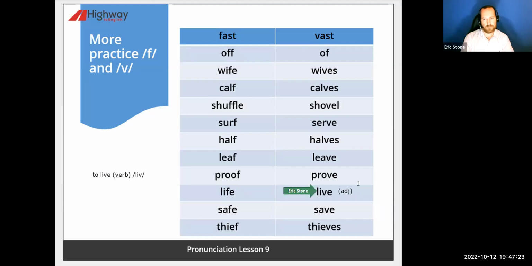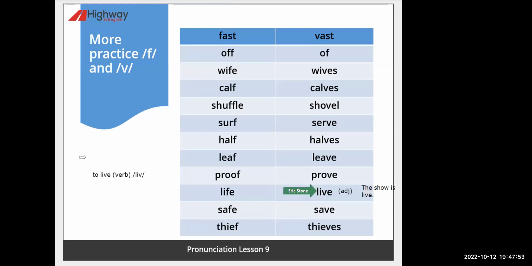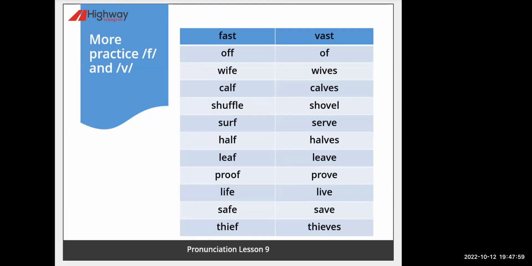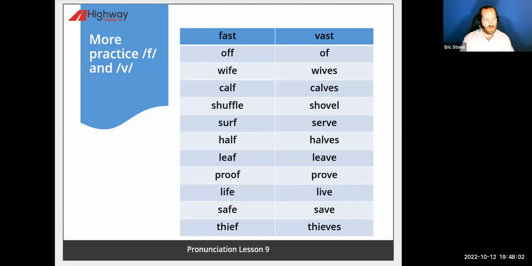For example, the show is live. That means it's not recorded before. It's happening in the moment, you know? Like with sports, when you watch sports, that's live, it's happening in the moment. Yeah, I understand. Okay, great. Good job.